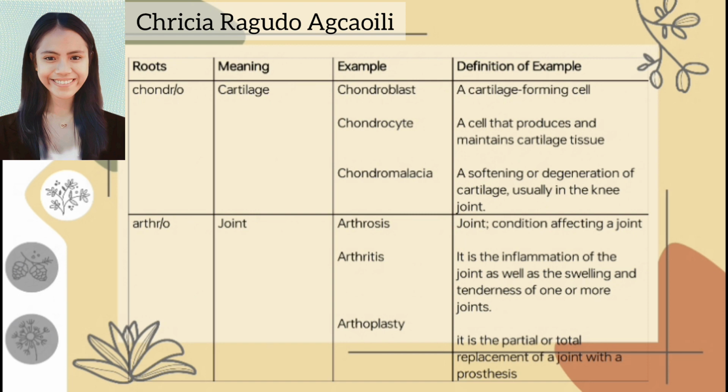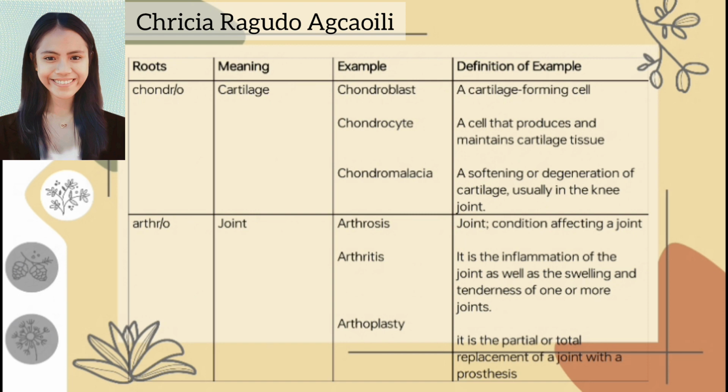So, we have the last example of arthro, which is arthroplasty. The word arthroplasty is composed of the prefix arthro, which means joint, and the suffix plasty, which means surgical repair of a joint, which can involve replacing, reshaping, or reconstructing the joint. Therefore, arthroplasty means the partial or total replacement of a joint with a prosthesis.